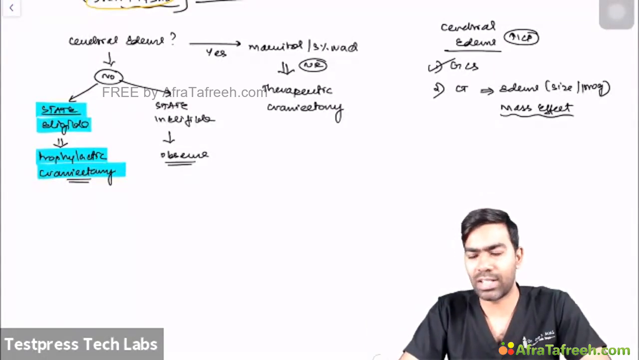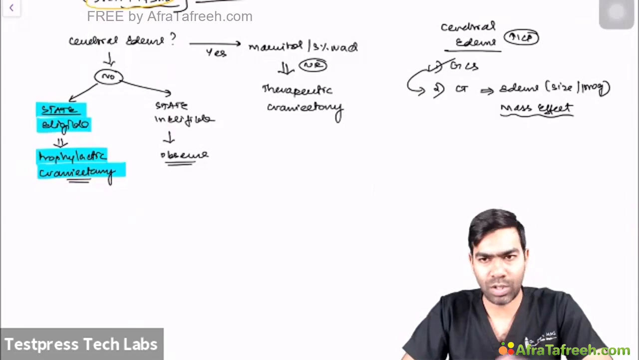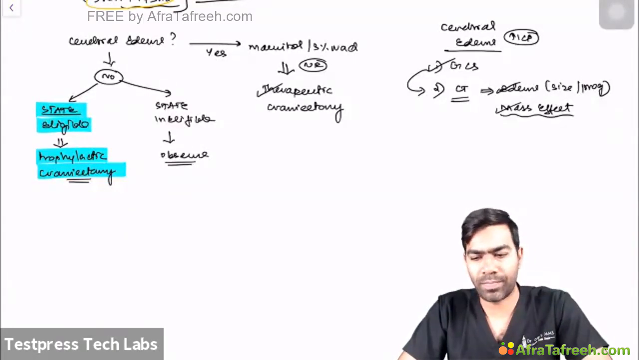So whenever there is a declining GCS, always confirm with the CT. If the CT shows significant edema and mass effect, then of course I'm going to take for a therapeutic craniectomy, if the patient is not responding.